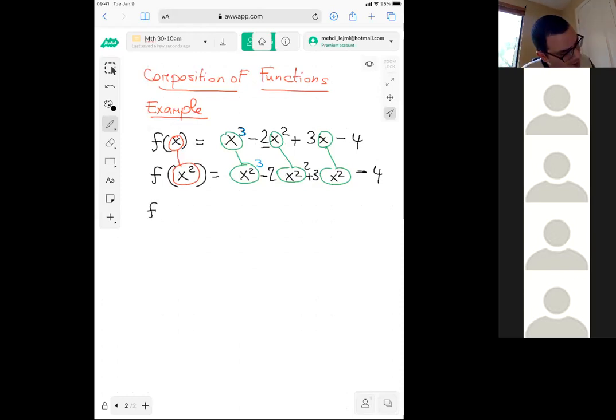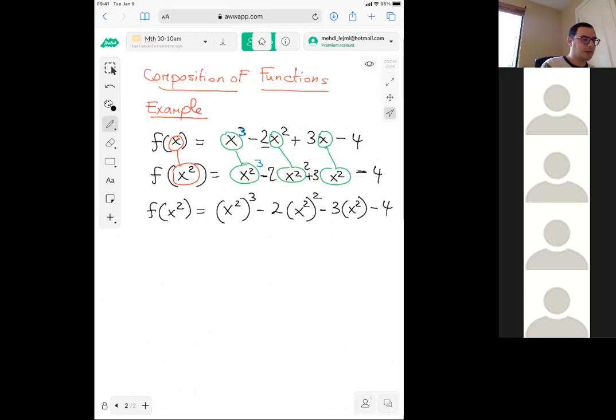So this f of x squared would be equal to, actually, x squared cubed, right? First, you need to think of the green circles as parentheses. So this is like x squared in parentheses cubed, minus 2 times x squared in parentheses squared, minus 3 times parentheses x squared, and then minus 4. All right.